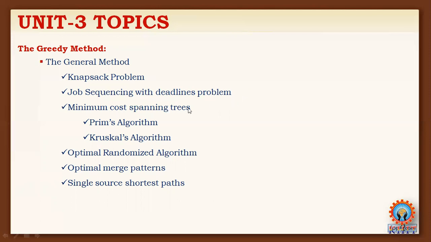Minimum cost spanning tree: find the minimum distance between two cities. You can always minimize the tour cost by using two algorithms, namely Prim's algorithm and Kruskal's algorithm. We will see later how to find the minimum distance between two cities by using these two algorithms. Then optimal randomized algorithms, optimal merge patterns, and single source shortest path. These topics will be covered in this unit.